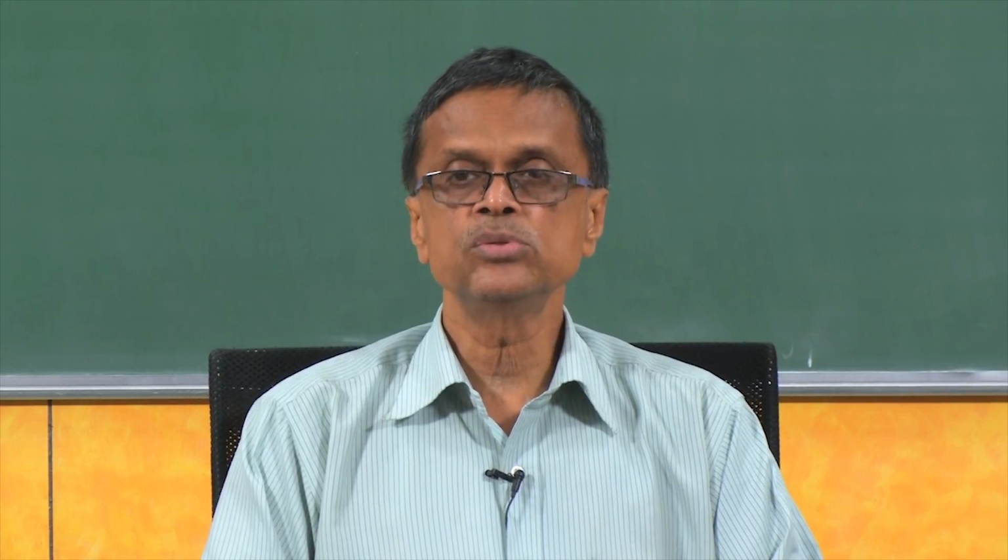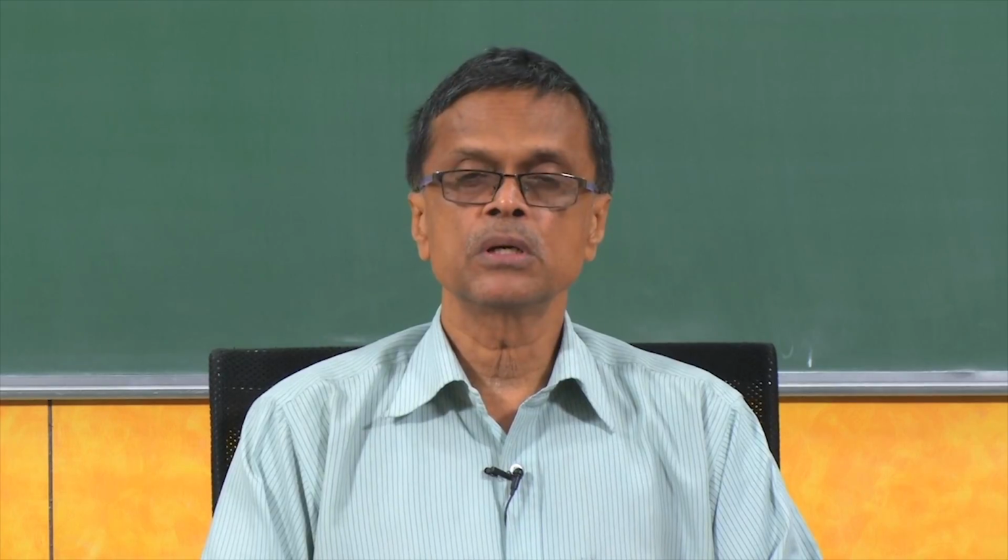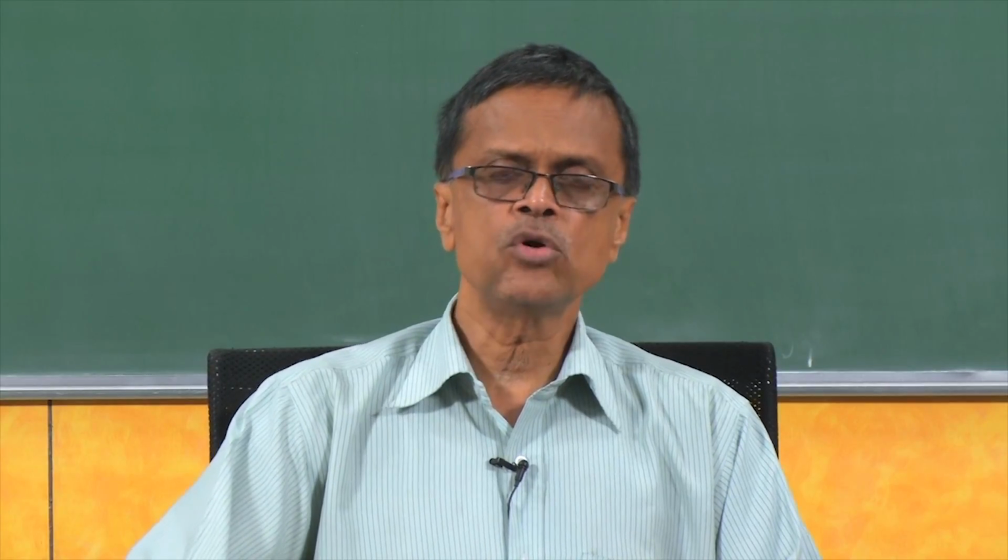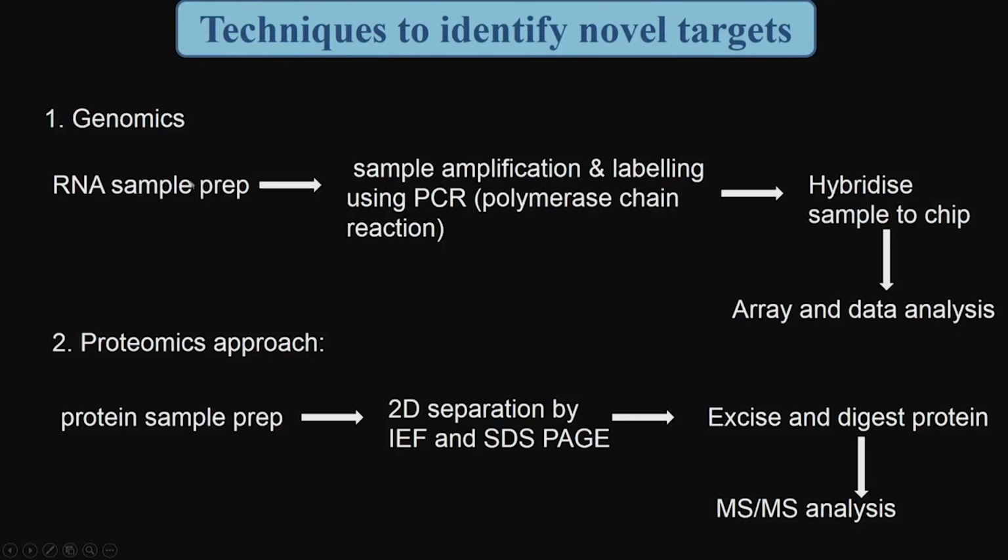In the past 15 to 20 years, a lot of these computational tools and new analytical tools have come into the drug design. Okay, so let us go more in detail on this identifying novel targets using genomic approach, using proteomic approach. So what do we do in genomic? We look at the RNA sample, we take a sample of the RNA, then we run a PCR using labeling. PCR, you must have all studied polymerase chain reaction, okay, and then look at the sample to chip and then array and data analysis. Whereas in a proteomics approach, we are looking at the proteins.